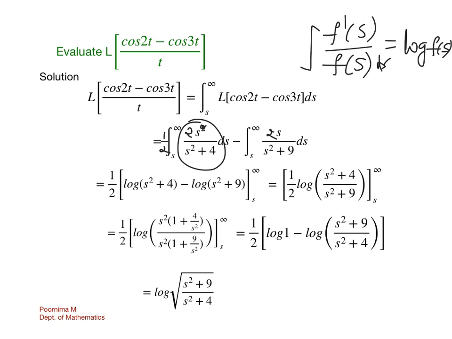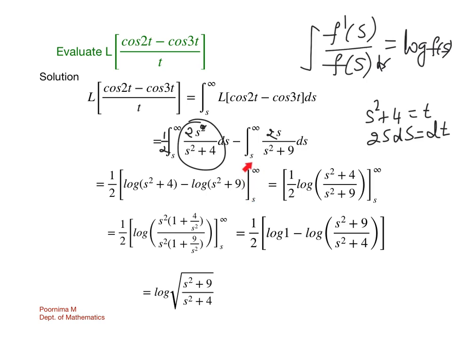Or you can use the substitution procedure where s square plus 4 equal to t, then 2s ds will be dt. So that procedure also you can apply. Then the result of this integration is log of s square plus 4. Similarly, this is minus log of s square plus 9. And we apply the limits s to infinity.